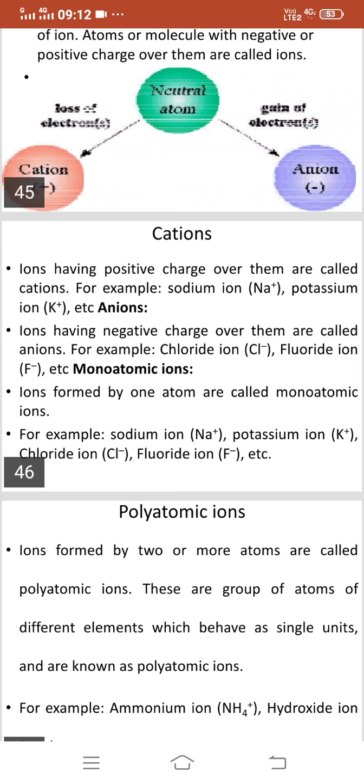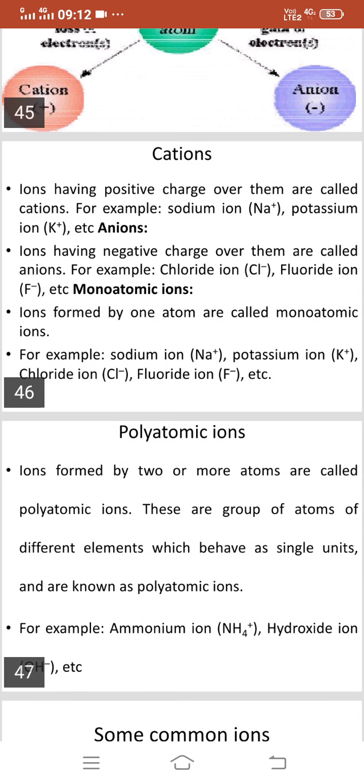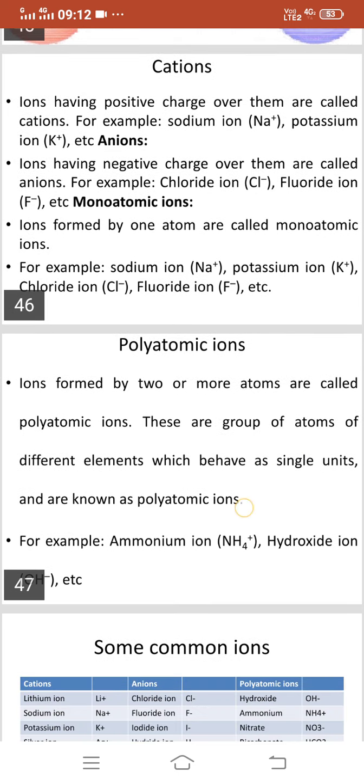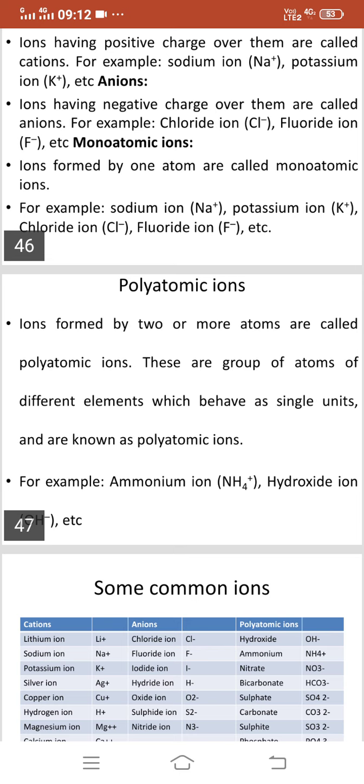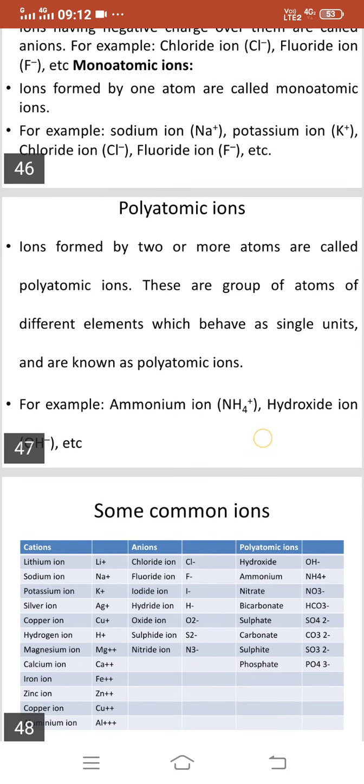Polyatomic ions. Ions formed by two or more atoms are called polyatomic ions. These are groups of atoms of different elements which behave as single units and are known as polyatomic ions. For example, ammonium ion NH4+, hydroxide ion OH-, etc.